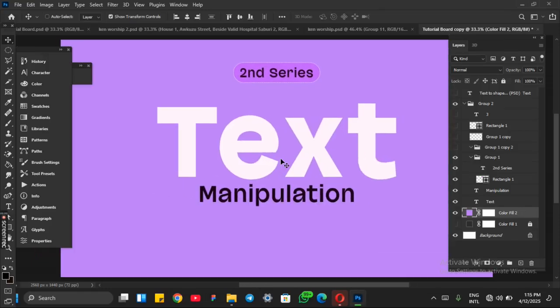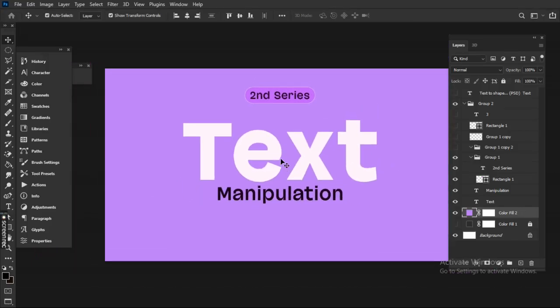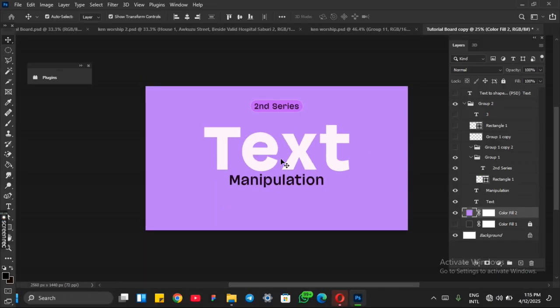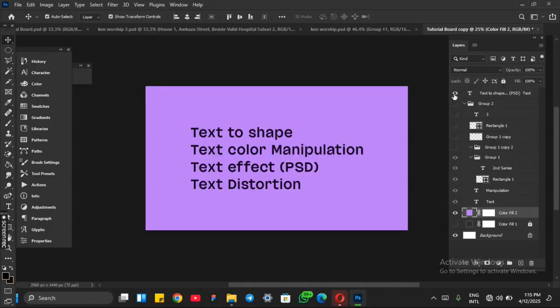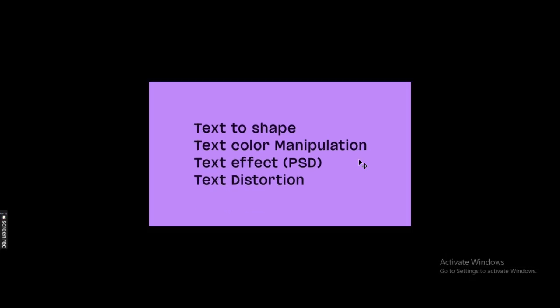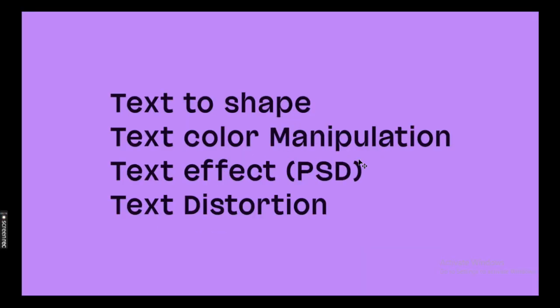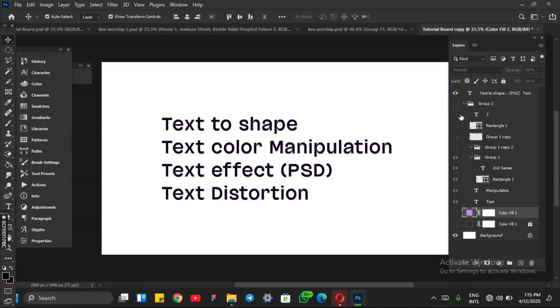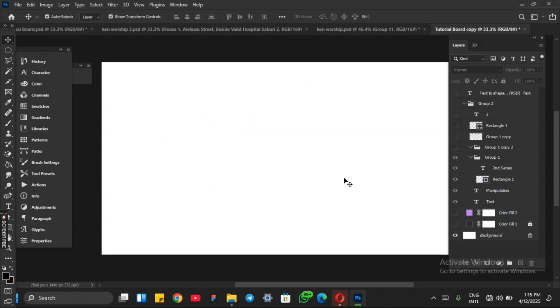In this tutorial series, we'll be covering text manipulation, and we'll be covering three basic things under this course: text to shape, text color manipulation, text effect by making use of PSD, and text distortion. So let's jump right into what we have for the day. Let's start with the first aspect of it, which is text to shape.